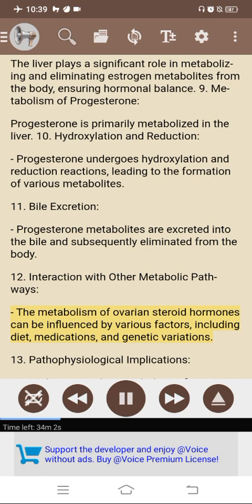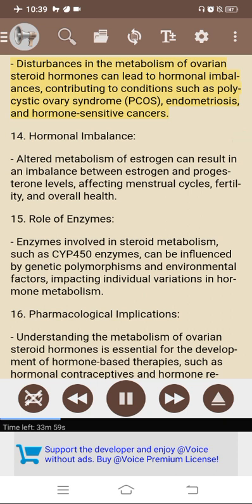The metabolism of ovarian steroid hormones can be influenced by various factors, including diet, medications, and genetic variations. 13. Pathophysiological implications. Disturbances in the metabolism of ovarian steroid hormones can lead to hormonal imbalances, contributing to conditions such as polycystic ovary syndrome, PCOS, endometriosis, and hormone-sensitive cancers. 14. Hormonal imbalance. Altered metabolism of estrogen can result in an imbalance between estrogen and progesterone levels, affecting menstrual cycles, fertility, and overall health.